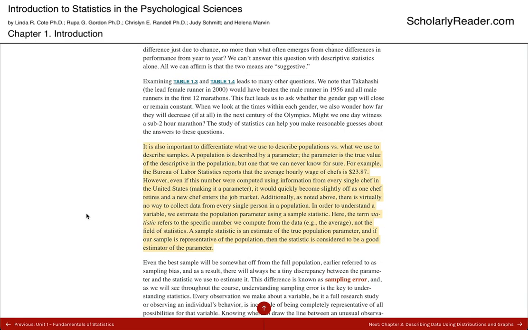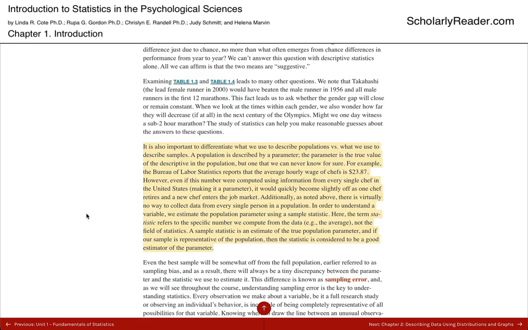It is also important to differentiate what we use to describe populations versus what we use to describe samples. A population is described by a parameter. The parameter is the true value of the descriptive in the population, but one that we can never know for sure. For example, the Bureau of Labor Statistics reports that the average hourly wage of chefs is $23.87. However, even if this number were computed using information from every single chef in the United States, making it a parameter, it would quickly become slightly off as one chef retires and a new chef enters the job market.